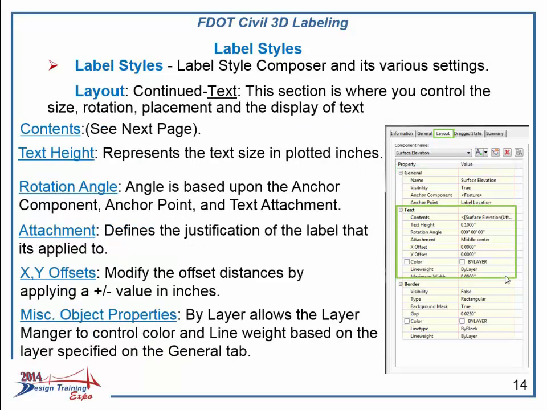Additionally, on the Layout tab, we have contents, text height, rotation angle, attachment, XY offsets, and miscellaneous object properties. The text height represents the text size in plotted inches. The rotation angle is based upon the anchor component, anchor point, and text attachment. Attachment defines the justification of the label that it is applied to. XY offsets are used to modify the offset distances by applying a plus or minus value in inches. For miscellaneous object properties, by layer allows the layer manager to control color and line weight based on the layer specified on the General tab.